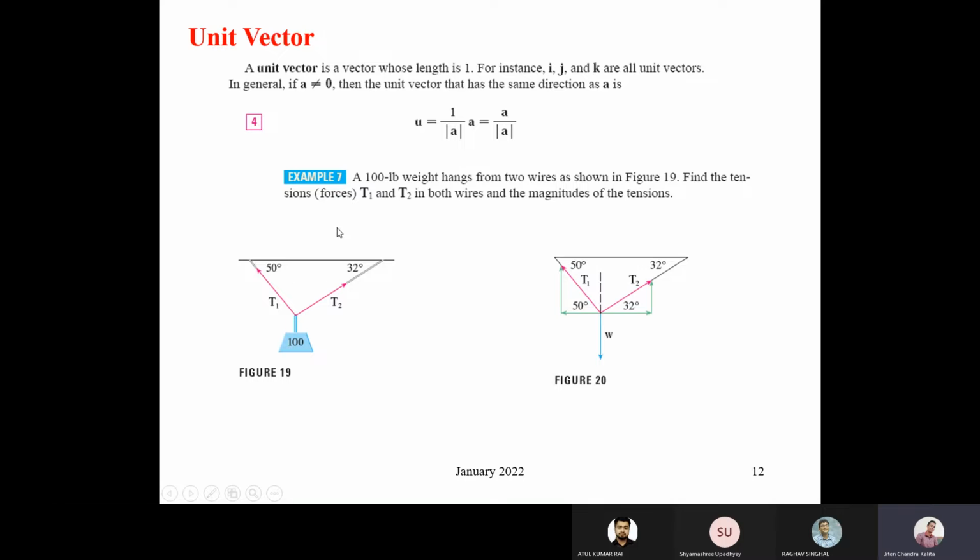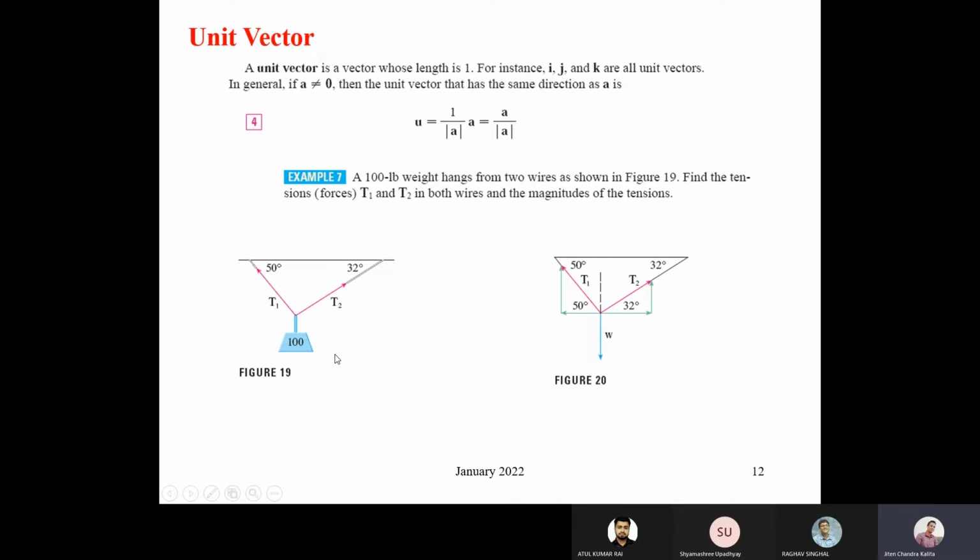So here there's a question. So what was happening here? A 100-pound weight hangs from two wires as shown in this figure. So now what you have to do, you have to find out the tensions and the forces T1 and T2 in both wires and magnitude of the tensions. Okay. So just by looking at that, it may seem to be a very difficult example, but because you have some knowledge about vectors, through the application of vectors, you can easily do it.